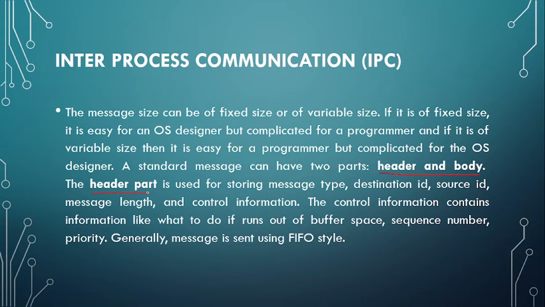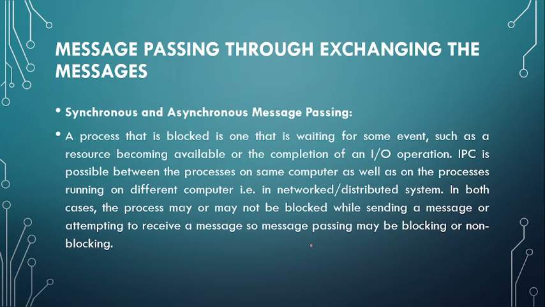The header part is used for storing message type, destination ID, number of process ID or name of the process, source ID, where from the source process ID, message length of the process, and control information. The control information contains information like what to do if it runs out of buffer space, sequence number, and priority. Generally, a message is sent using first in first out style.